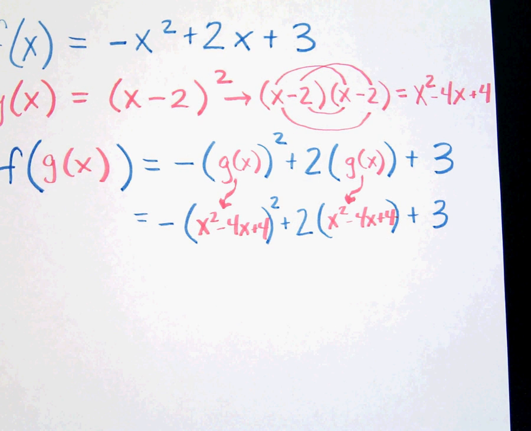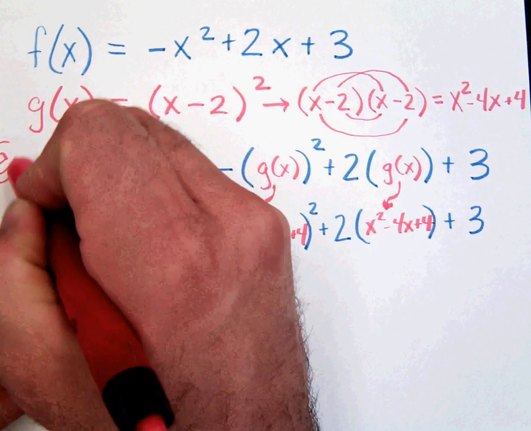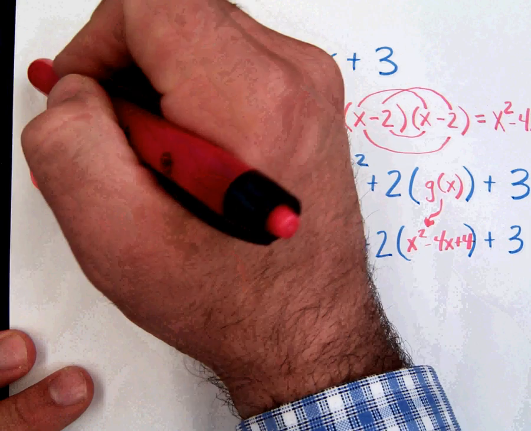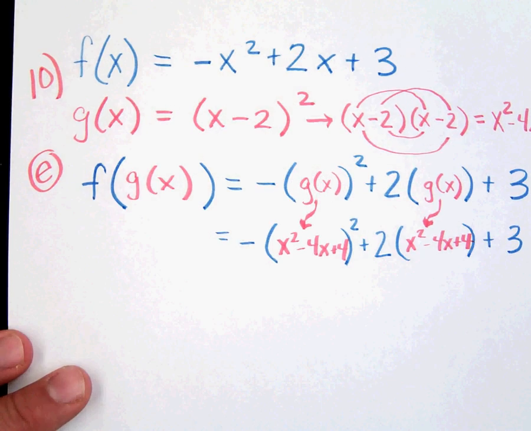Now we're not done. The directions say to use algebra to simplify and remove all parentheses. Again, this is letter E, number 10 on page 242.